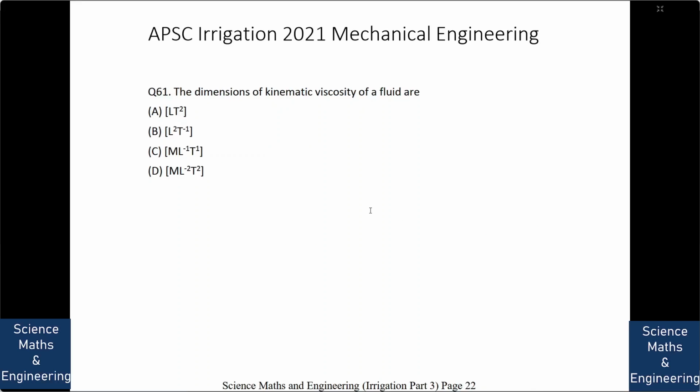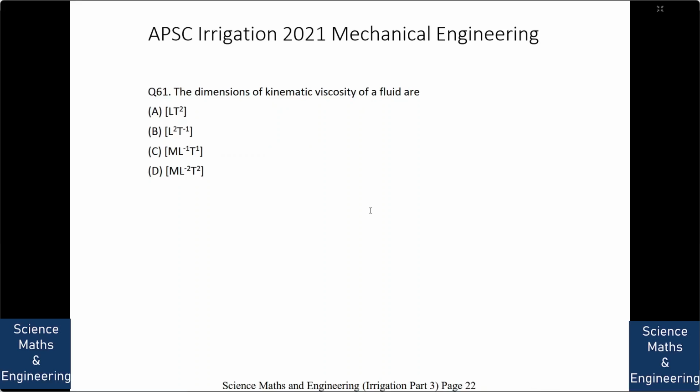The dimensions of kinematic viscosity of a fluid are A: length into time square, B: length square time inverse, C: mass into length inverse into time, or D: mass into length inverse square into time square. So we can pause and calculate the dimensions.